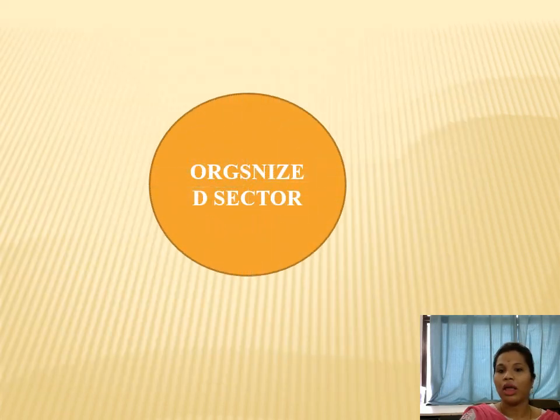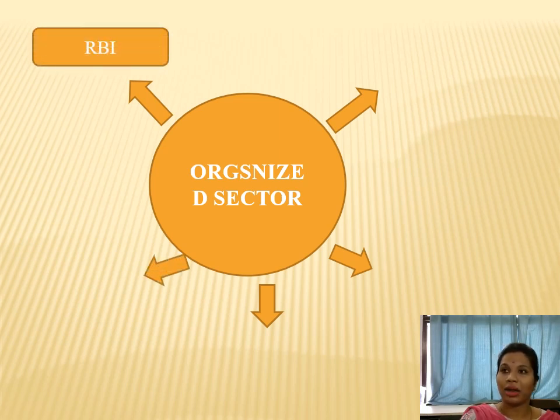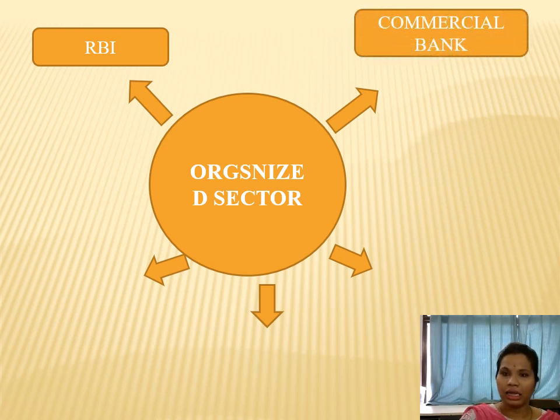Let's see some of the organized sectors. The very first one is RBI. RBI means Reserve Bank of India. The next one is commercial banks.